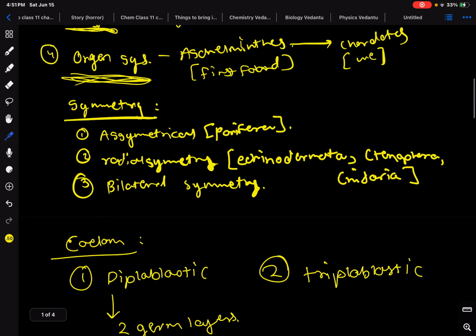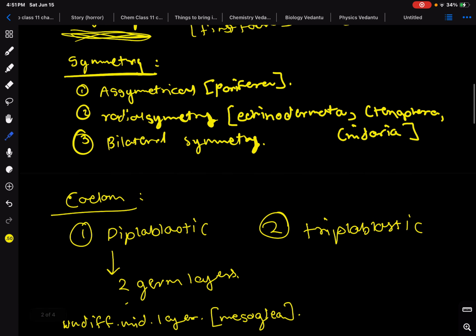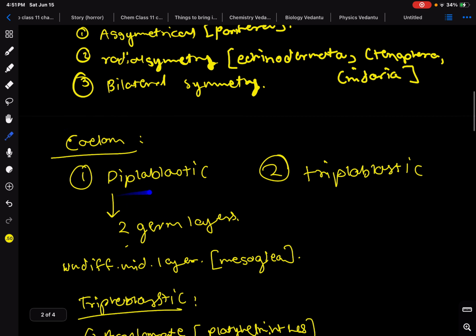Then we have symmetry where we have asymmetrical, radial and bilateral. So in asymmetrical, no plane can dissect. In radial symmetry, there are multiple planes which can dissect an organism. In bilateral, there is only one plane that can dissect into left and right. Alright. Then we have the coelom. We have diploblastic and triploblastic.